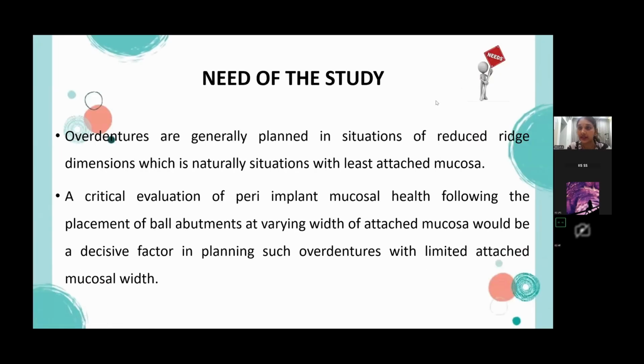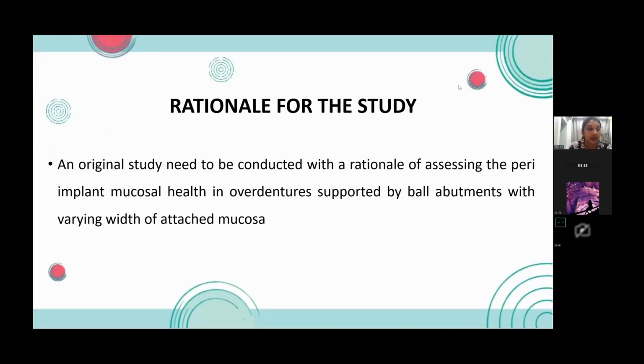Overdentures are generally planned in situations of reduced ridge dimension, which naturally are situations with least attached mucosa. A critical evaluation of peri-implant mucosal health following the placement of ball abutment at varying widths of attached mucosa would be a decisive factor in planning such overdentures with limited attached mucosal width. Here arises a definite need for the study mentioned in the title.